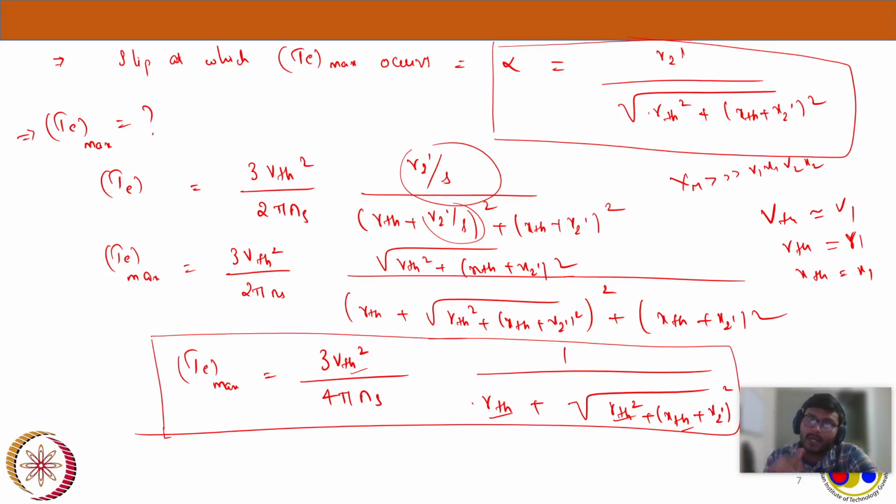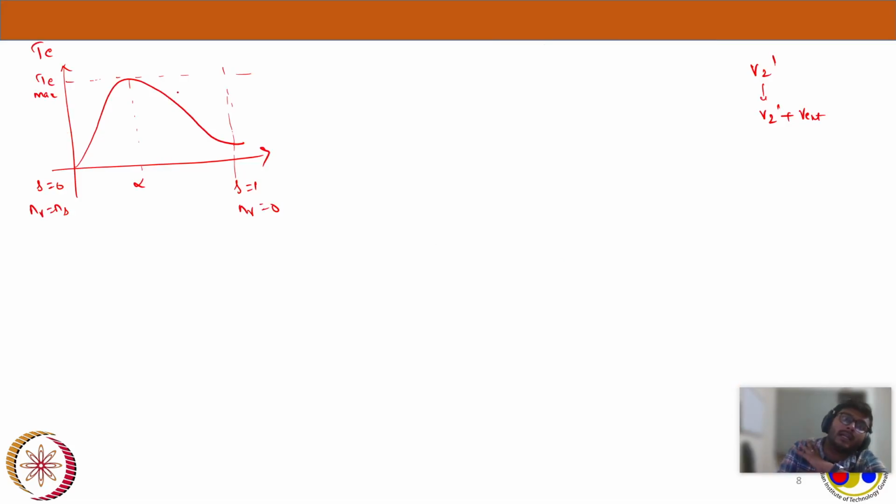But what it is dependent on is your supply voltage, that is VTH square. If your XM is very large, you can say that VTH is equal to V1. So indirectly your supply voltage will affect the VTH. Let's say this is for a V1 supply, and now I have made it V1 by 2. Okay, I have half the supply.